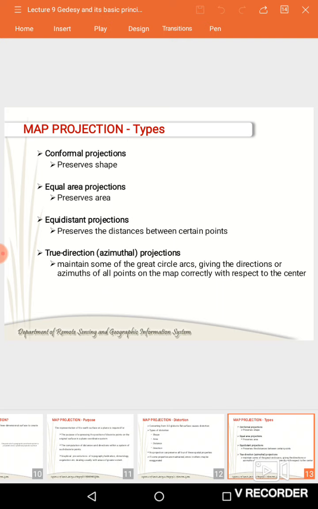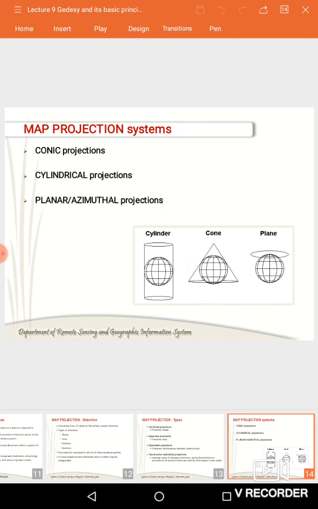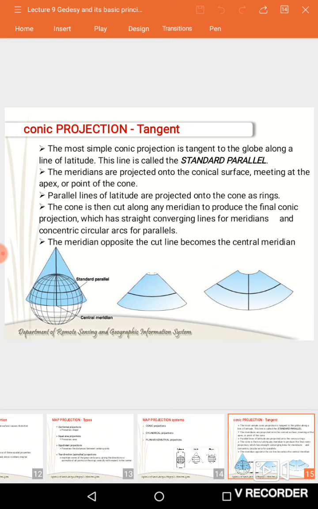And next we have three map projection systems: conic projection, cylindrical projection, and planar or azimuthal projection. First we will see conic projection. The conic projection is also known as tangent projection. In this, the globe touches along a line of latitude called the standard parallel. In that, the meridian lines are projected onto the conical surface, to the point of the cone.